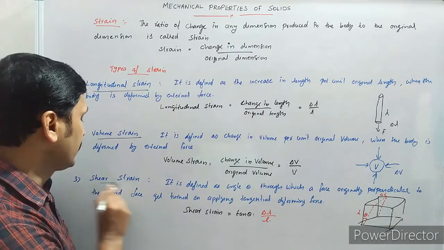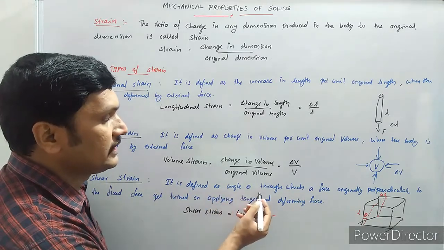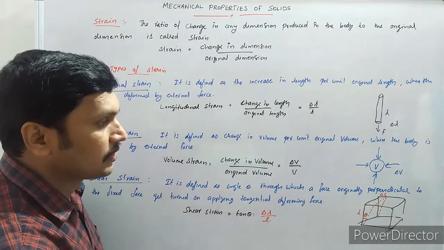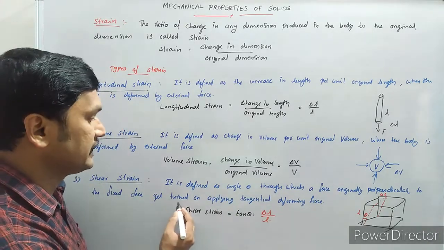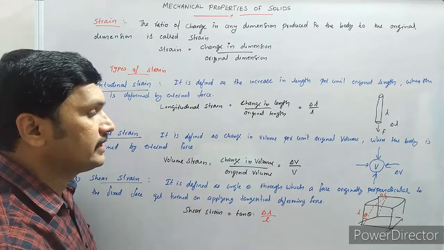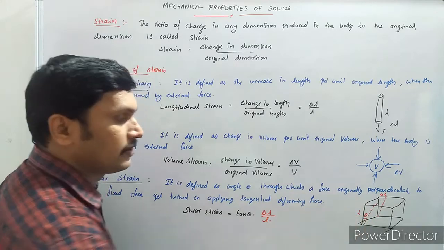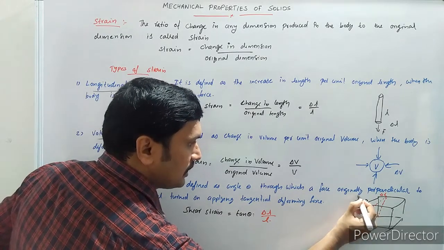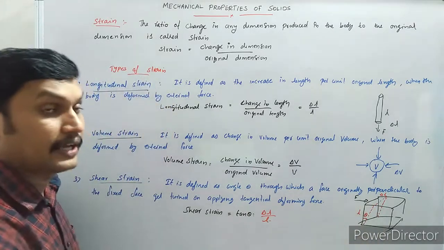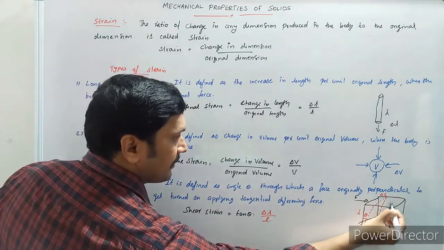Shear strain. The third one is shear strain. It is defined as the angle theta through which a face originally perpendicular to the fixed face gets turned on applying a tangential deforming force. For that, suppose here we have a cubical body and on this face tangentially we are applying a force. A tangential force is acting on that face, the face having an area A.